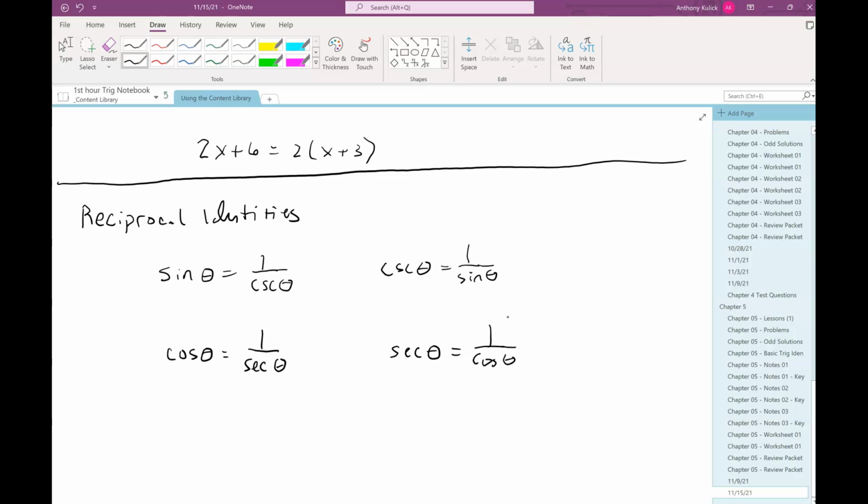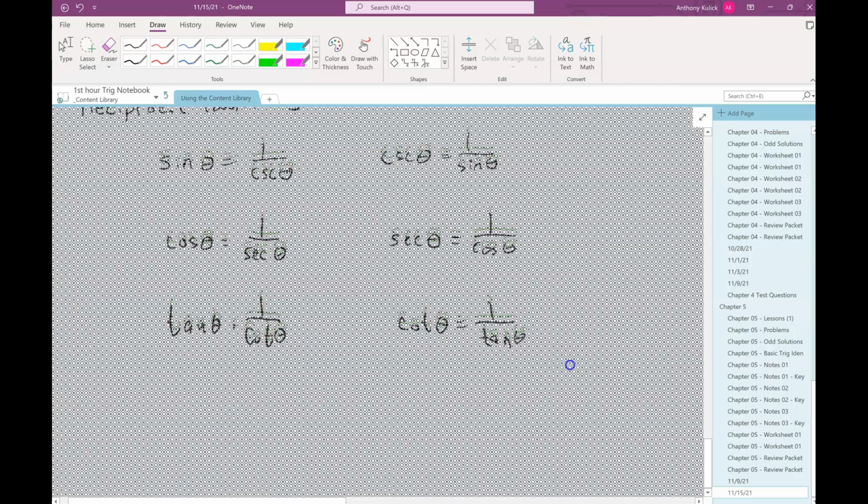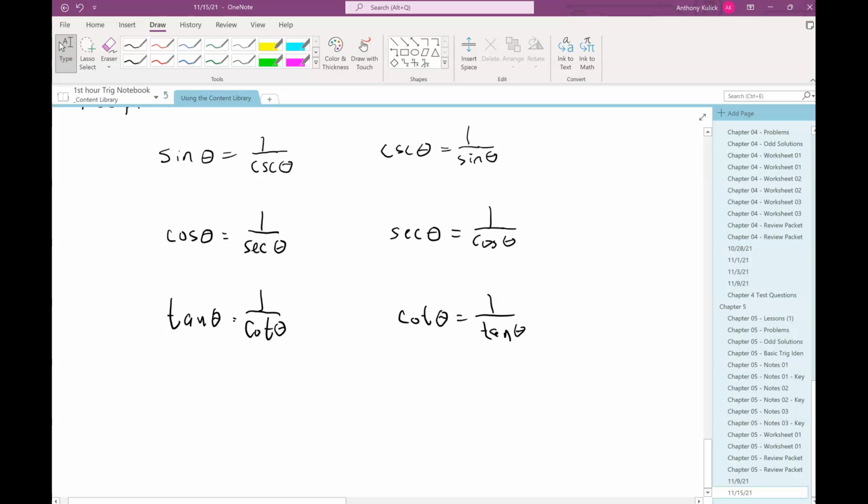And the last pair of reciprocals were tangent and cotangent, right? So we can say the same thing, that tangent theta is 1 over cotangent theta, or that cotangent theta is 1 over tangent theta. So that's our first series of identities.